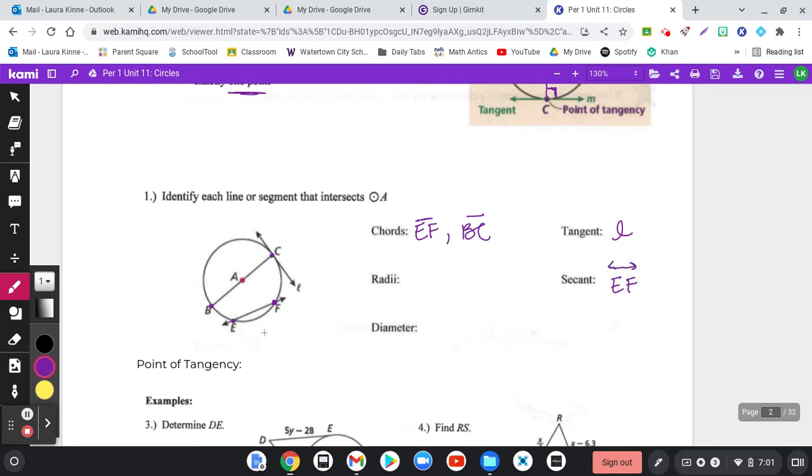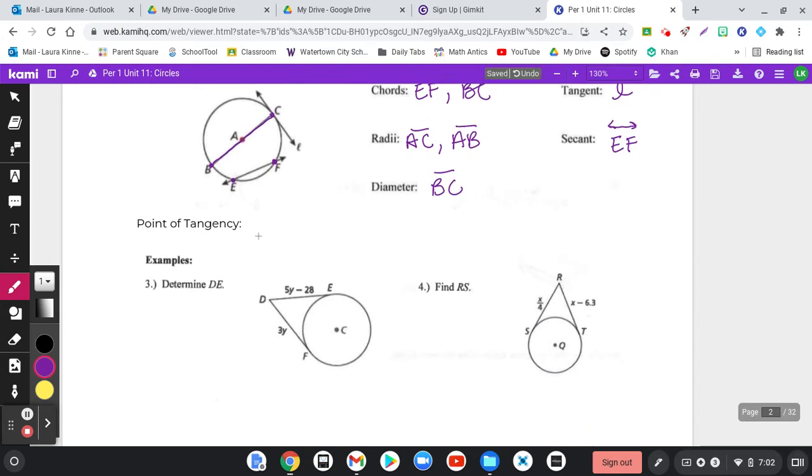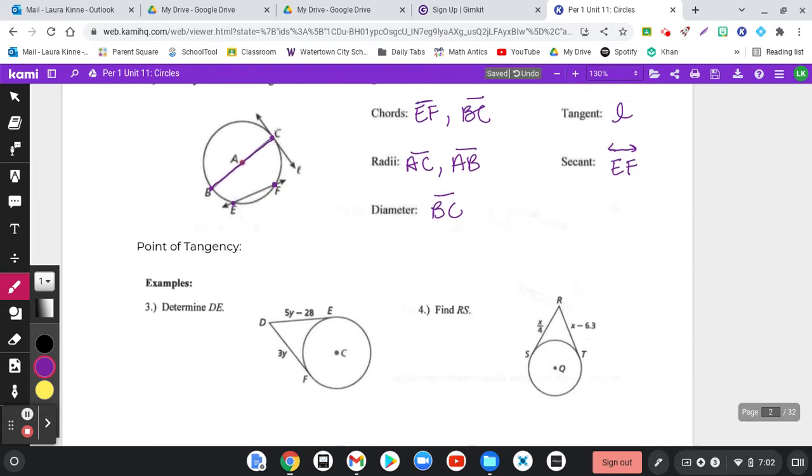It's going to continue. Radii is plural for radius. So from A to C, again, that's just a segment, and from A to B. And your diameter would be all the way across BC. Okay, so also the point of tangency on this particular one. Where does the tangent line hit? That would be point C.